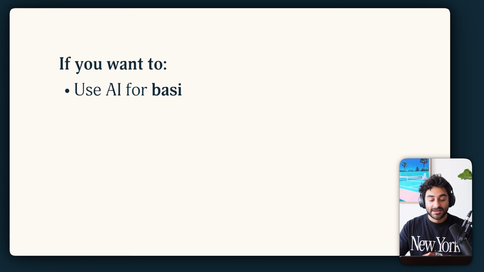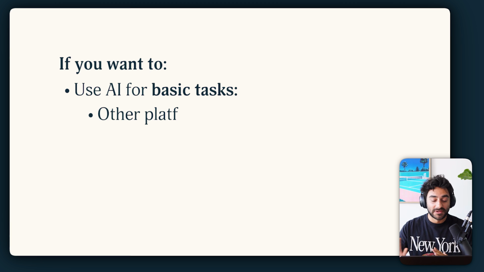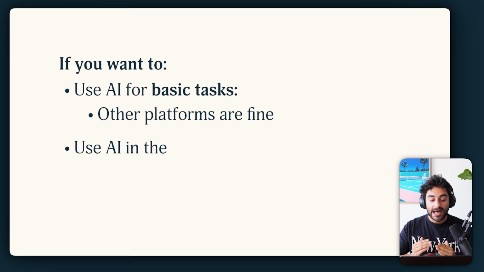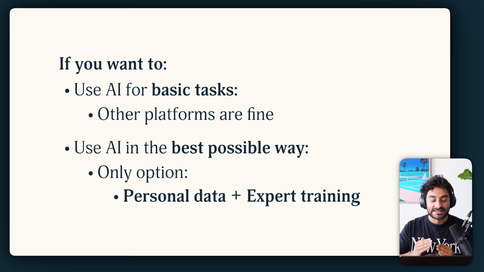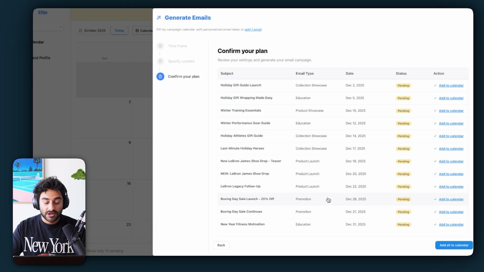So if you just want to use AI to write basic copy and have basic design done, you can use other platforms, that's fine. If you want to use AI in the best possible way in 2025 and 2026, then you really don't have another option but to use a platform that has all of your personal data combined with all of this expert training. Then we have our Boxing Day sale launch on the 26th.